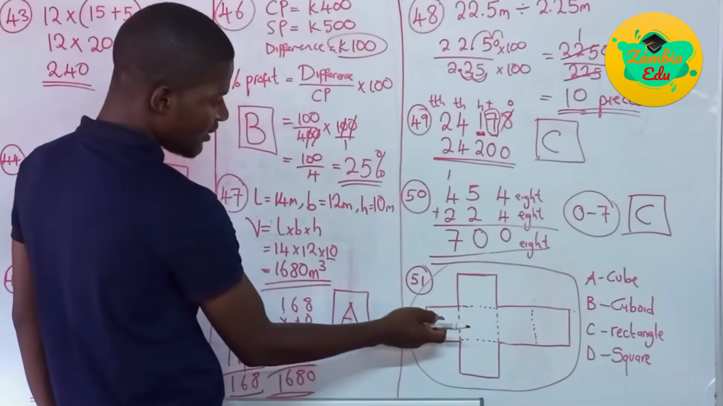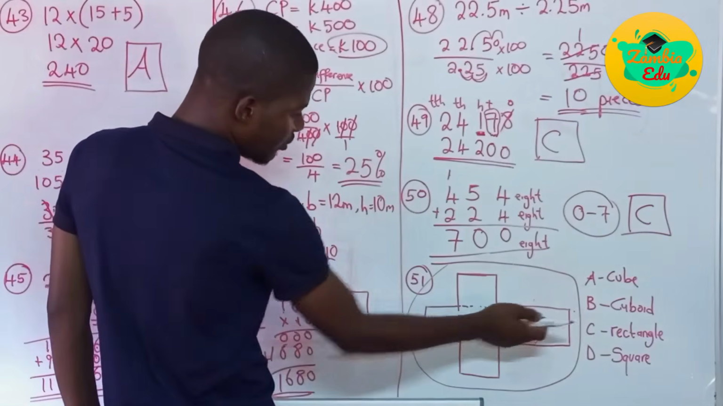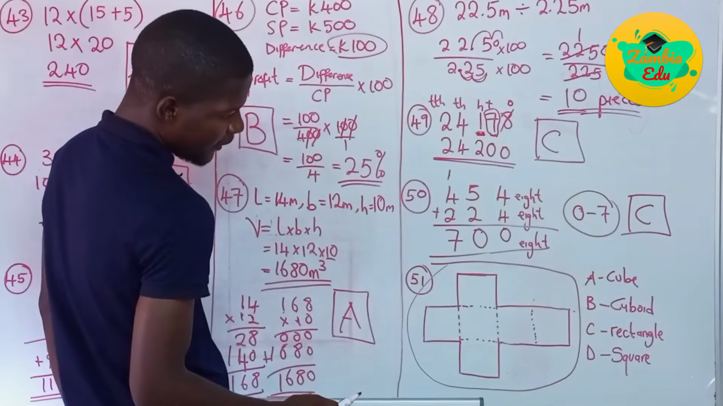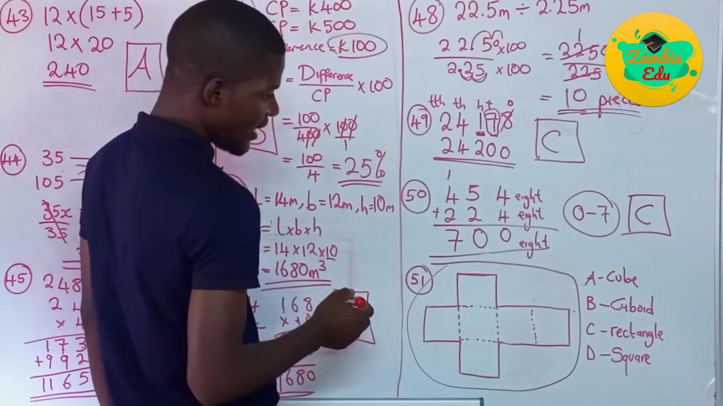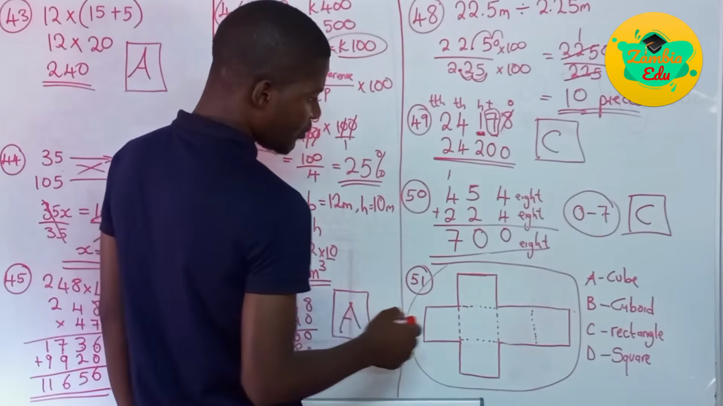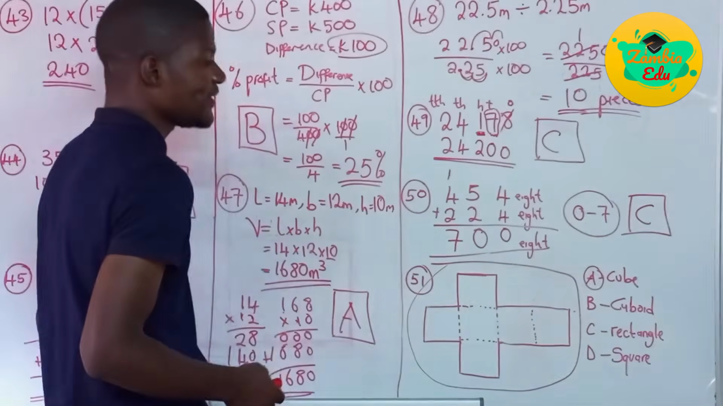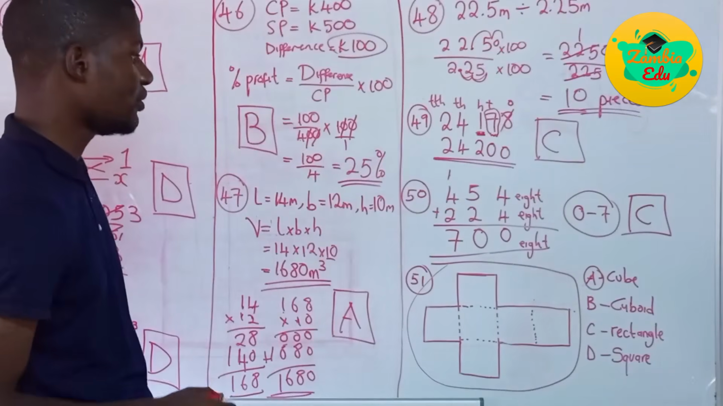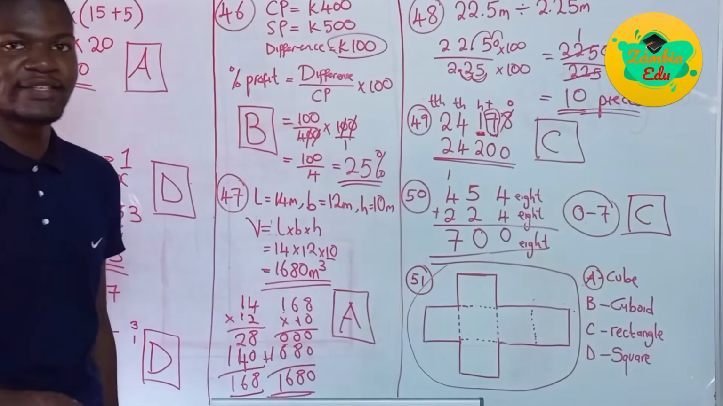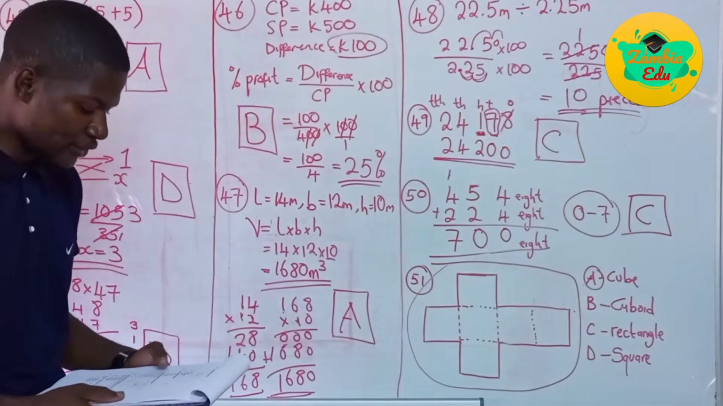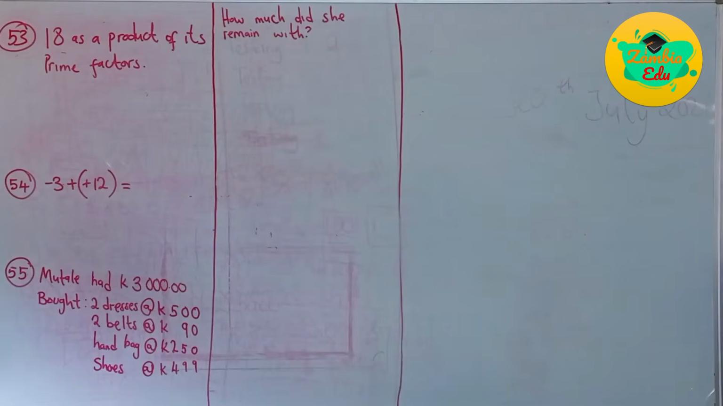When you look at the way this shape looks, the correct answer which we are expected to select was A. This shape represents the net of a cube. So we move on to question 53. Question 53 says express 18 as a product of its prime factors.